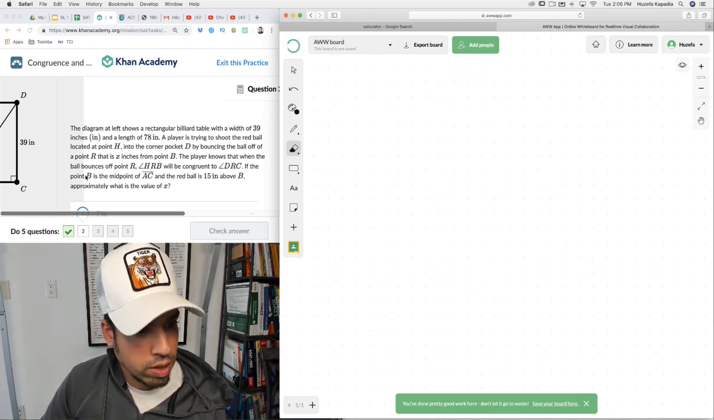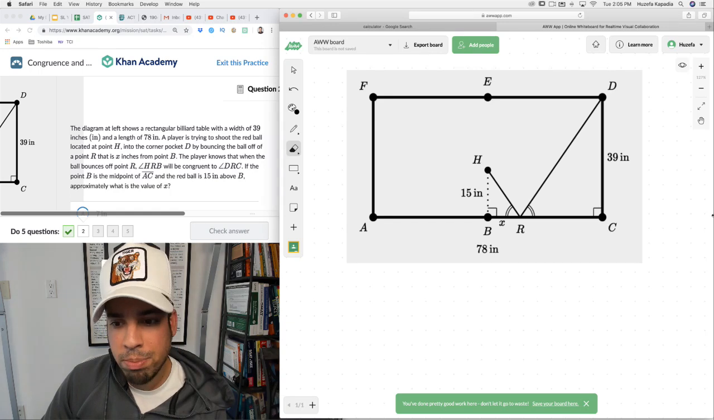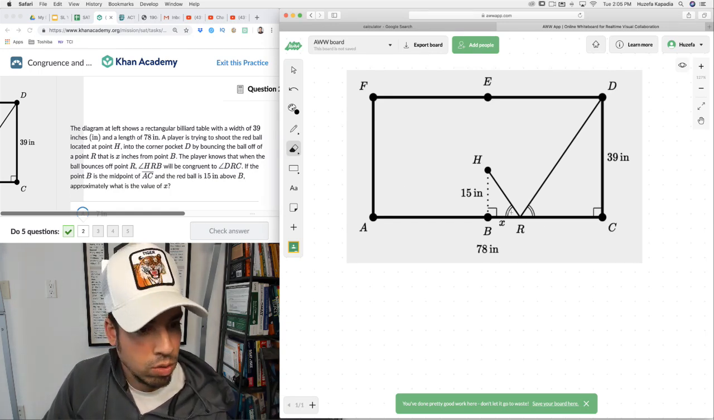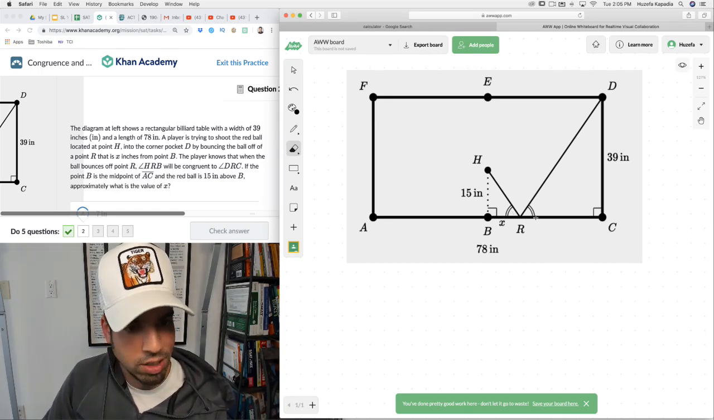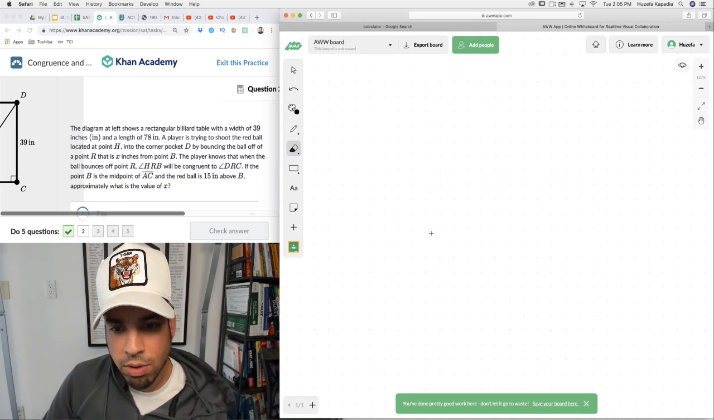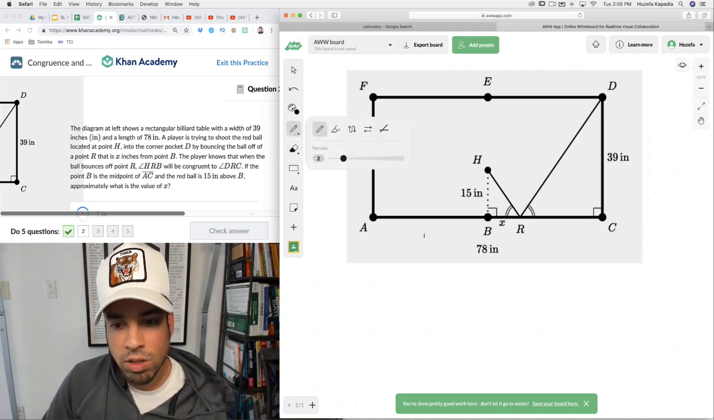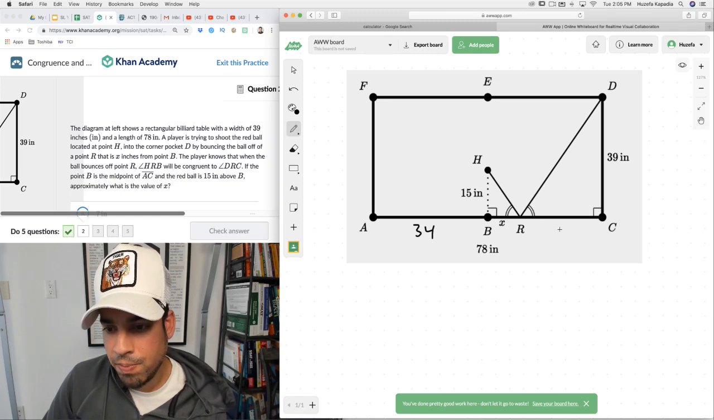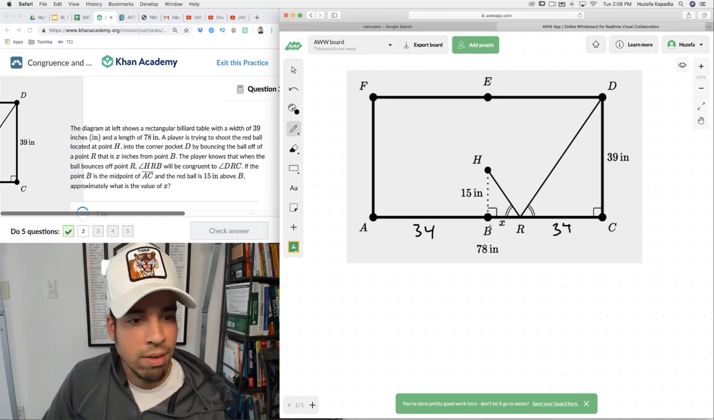The player knows that when the ball bounces off point B, this angle will be congruent to this angle. If the point B is the midpoint of AC, halfway, oh, I hit erase. So this means that this is 34 here. I don't know if we need this, but this is 34. It's halfway in between.